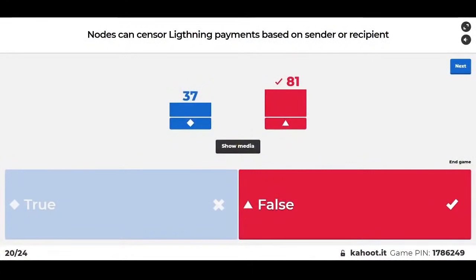All right. Any one of you got it correct? The correct answer is false. The intermediary nodes cannot censor Lightning payments based on sender or recipient. They don't know who the sender and recipient is. That's the whole reason for the onion routing. And that means that prior restraint censorship of transactions on the Lightning network.